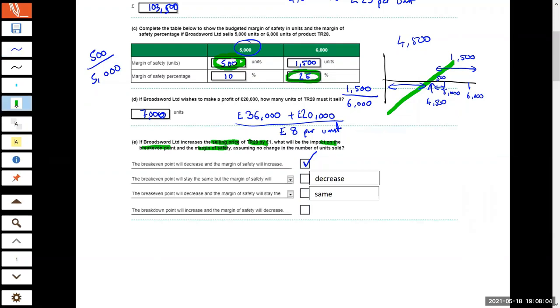I don't know if the examiner's having a breakdown here or just trying to be funny, but this one's never going to be the right answer. I don't know what's going on here. The breakdown point. Well, I don't know what's going on there. But again, that will always be the answer to this question. Okay, this top one. Fantastic.